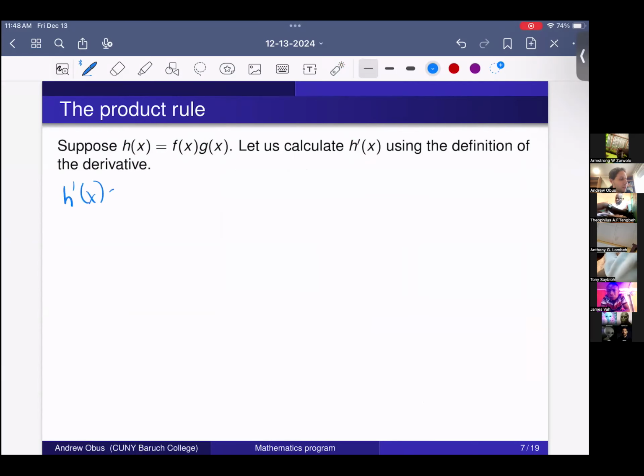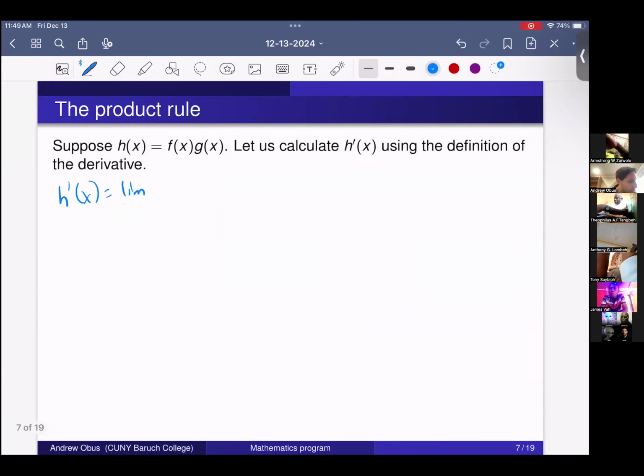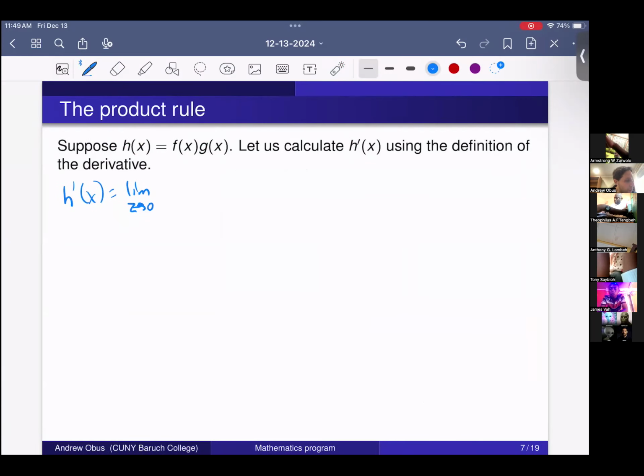So h prime of x is equal to, by definition, we know that it's the limit as, I already have this letter h. Let me not use h. Let's say it's the limit as z approaches 0 of f of x plus z minus f of x over z. I'm just using a different letter because I already have the function h over here. Oh, sorry. So h of x plus z minus h of x over z. Right? This is just the derivative formula with a z instead of an h.